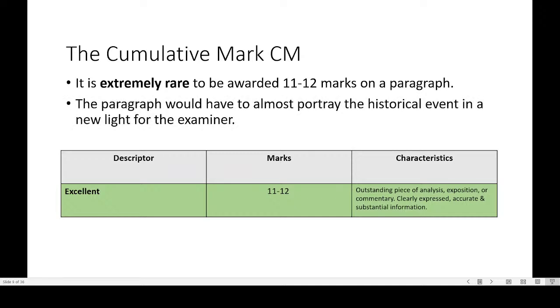I would say that the paragraph would almost have to portray the historical event in a new light for the examiner. If we look at the characteristics of that paragraph, analysis, exposition, commentary, they're very difficult to portray in an exam situation when you're under a lot of time constraint and time pressure. That's extremely hard to do, and it is extremely rare that in your Leaving Cert exam you're going to receive an excellent descriptor for your paragraphs.